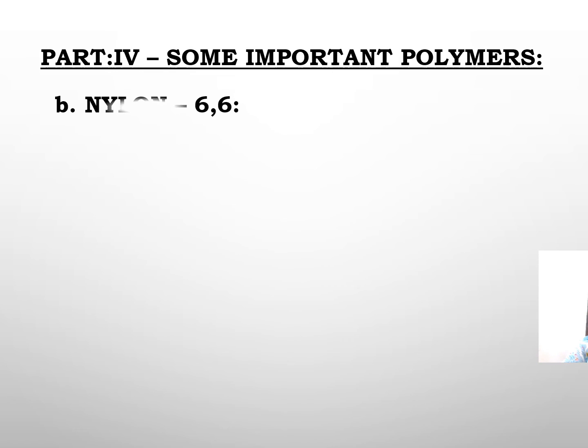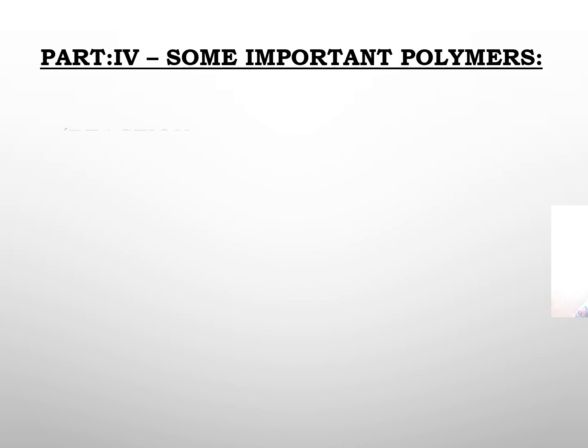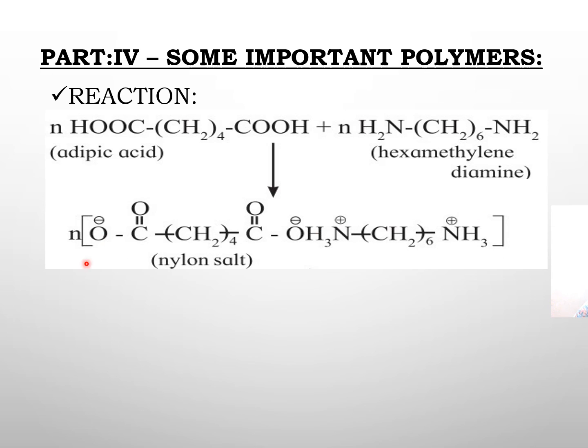Then nylon 6,6. The monomers adipic acid and hexamethylene diamine on mixing form the nylon salt, which upon condensation polymerization under conditions of high pressure and temperature forms the polyamide fiber nylon 6,6. Let's see the reaction here. This is adipic acid. Adipic acid is made up of 6 carbons: 4 carbons of methylene groups and 2 COOH groups. Adipic acid and hexamethylene diamine, which has 2 amine groups, combine to form the nylon salt.